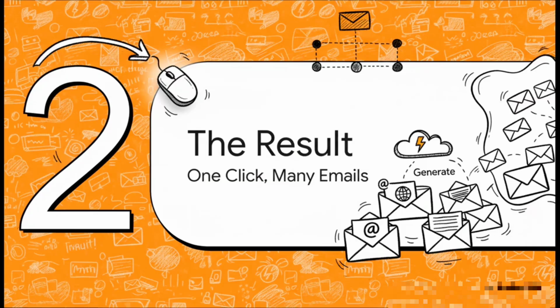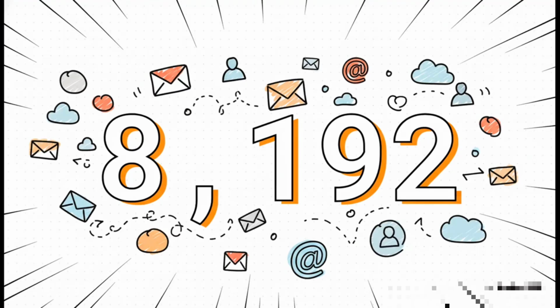And what happens after that single click? Well, this is where the claim goes from just interesting to absolutely wild. Get ready for this. The generator supposedly spits out 8,192. Yeah, not 10, not 100. We're talking over 8,000 brand new Gmail addresses just like that, instantly. I mean, the sheer scale of that number is what makes you go, no way. It's just unbelievable. But the real question is, do they actually work?